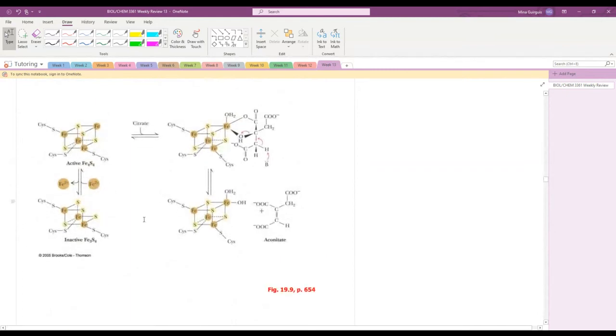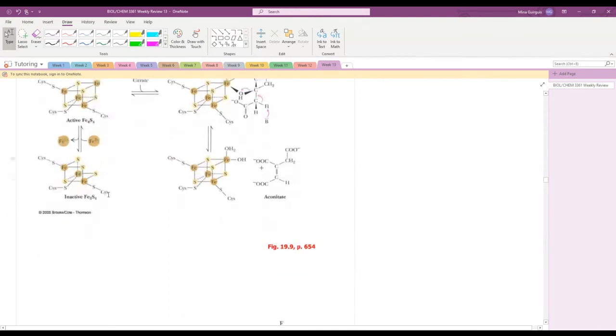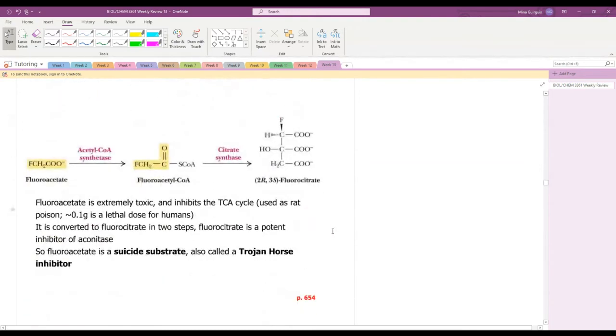So here's the reaction put all together with all of the arrows and the irons and everything like that, okay? So let's talk about inhibitors. Fluoroacetate, rat poison, is incredibly toxic by inhibiting the TCA cycle. So by inhibiting aconitase, and actually I'm going to underline suicide substrate so I don't forget to talk about it.